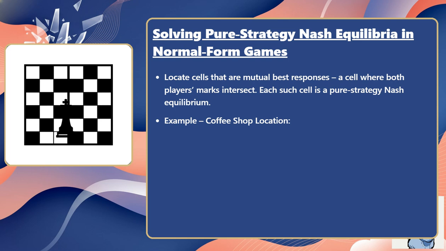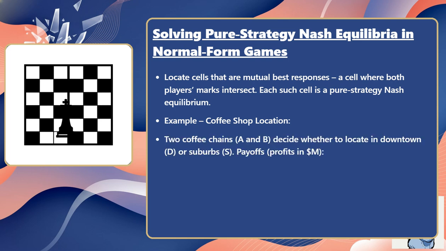Example: coffee shop location. Two coffee chains (A and B) decide whether to locate in downtown (D) or suburbs (S). Payoffs (profits in $1 million): Row A D, column B D gives 4, 4. Column B S gives 2, 5. Row S, column B D gives 5, 2. Column B S gives 3, 3.